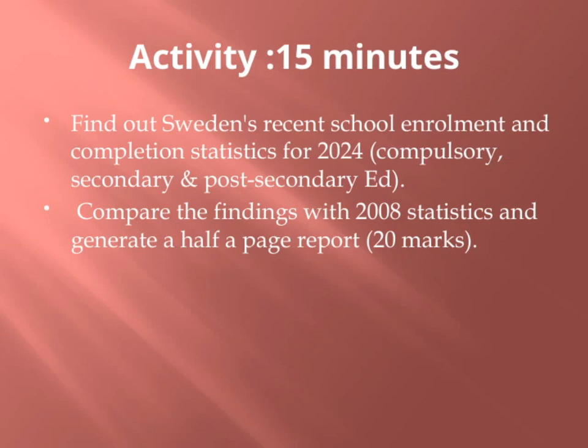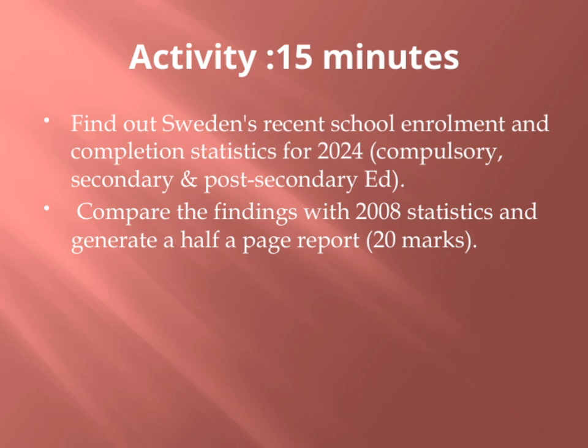Let's take a closer look at Sweden's recent school enrollment and completion statistics for 2024 across different levels of education, including compulsory, secondary, and post-secondary education. In 2024, we see that enrollment rates for compulsory education remain very high, close to nearly 100%, which indicates strong participation from young children in the mandatory schooling system. Moving up to secondary education, enrollment rates have also improved compared to previous years, reflecting increased access and possibly better retention strategies within the system.